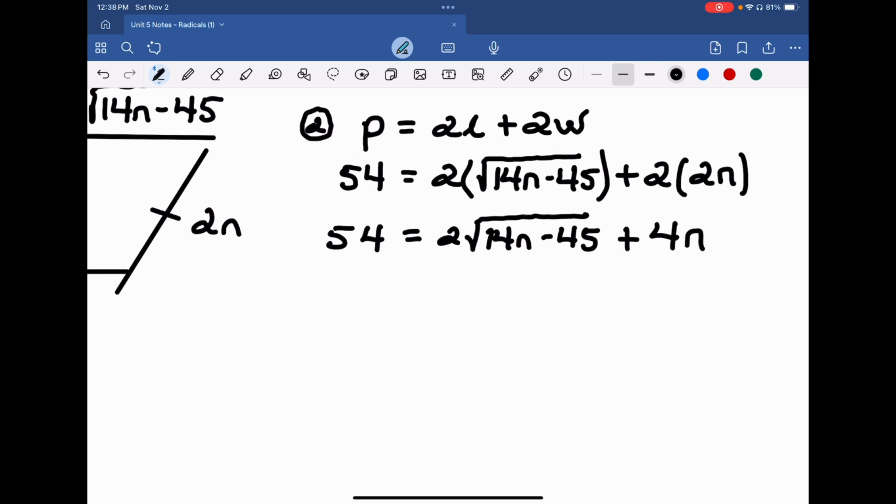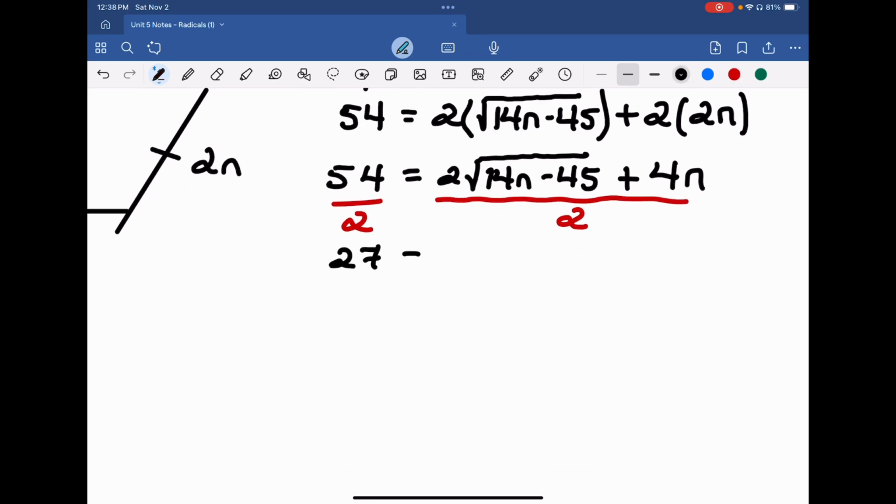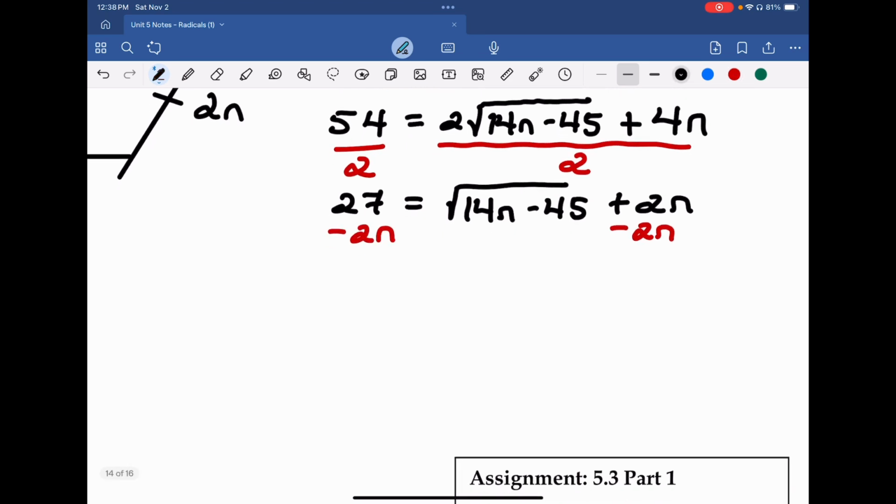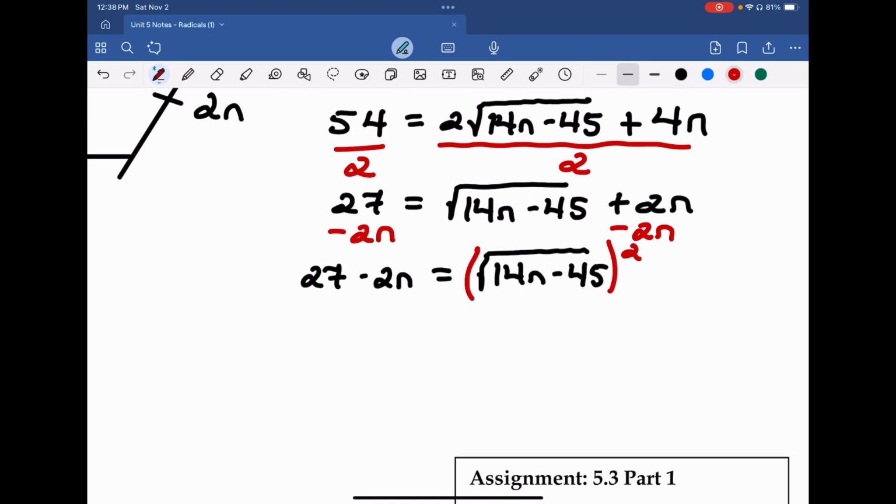Now what I want to do is, if I realize that these things can all be divided by 2, I say we just divide them all by 2 right away, because if there's a factor we can reduce it by, this may help us in the long run. So if I divide all these sides by 2, I get 27 is equal to the square root of 14n minus 45, and then plus 2n here, because we've divided them all by 2 now. Now I'm going to isolate the radical by subtracting away 2n from both sides. This is going to end up giving me that I have 27 minus 2n is equal to the square root of 14n minus 45. I got to make sure I square both sides in order to undo the radical.